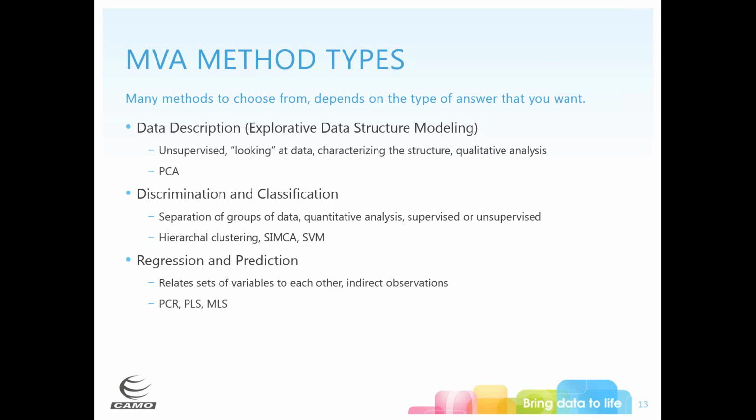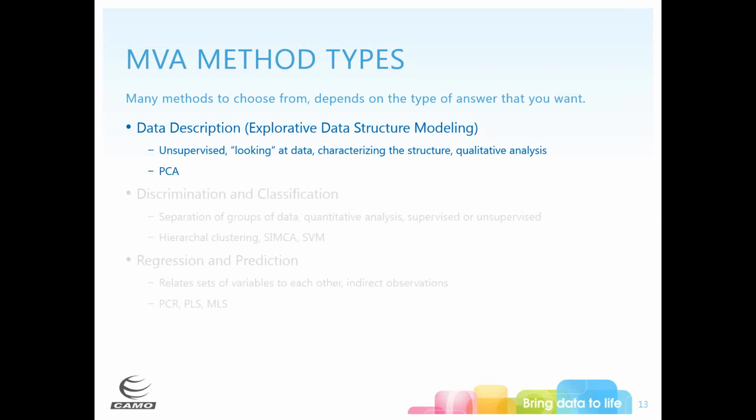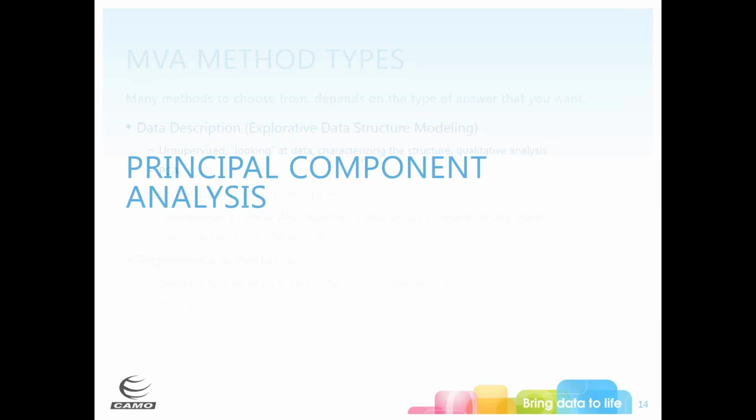And then there's regression and prediction. So that's taking a set of variables, seeing how they're related to something else. And this is going to be our indirect observations. Again, in this webinar, we're going to focus mainly on this exploratory data structure and modeling. This is going to be unsupervised, looking for patterns, and qualitative analysis. And this is going to be principal components analysis.